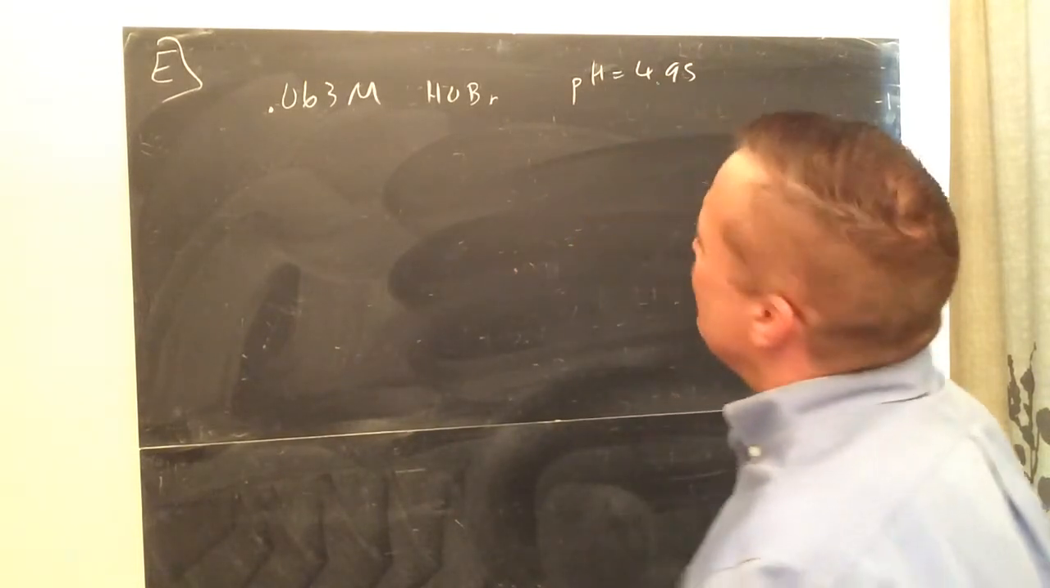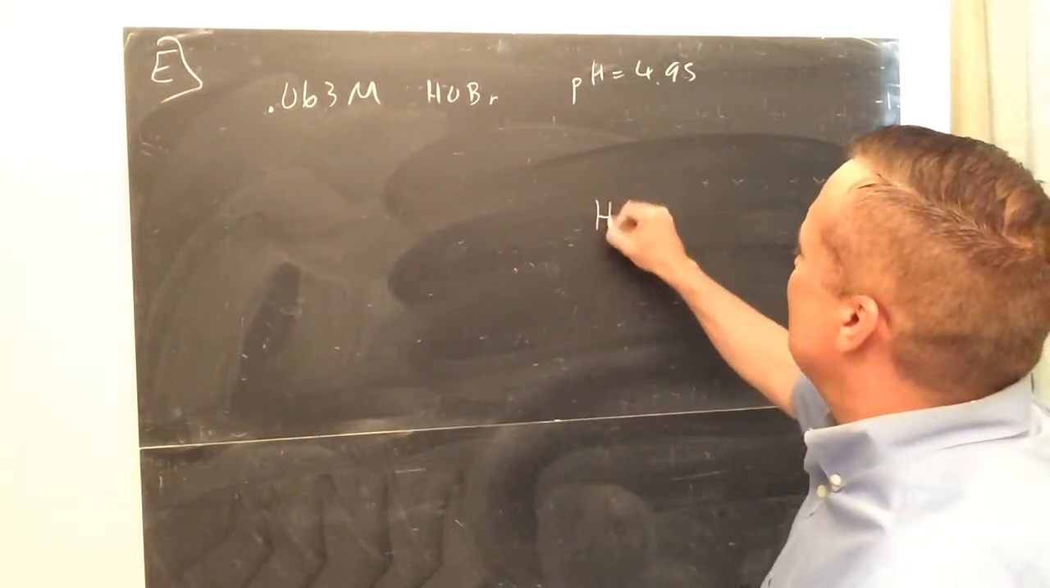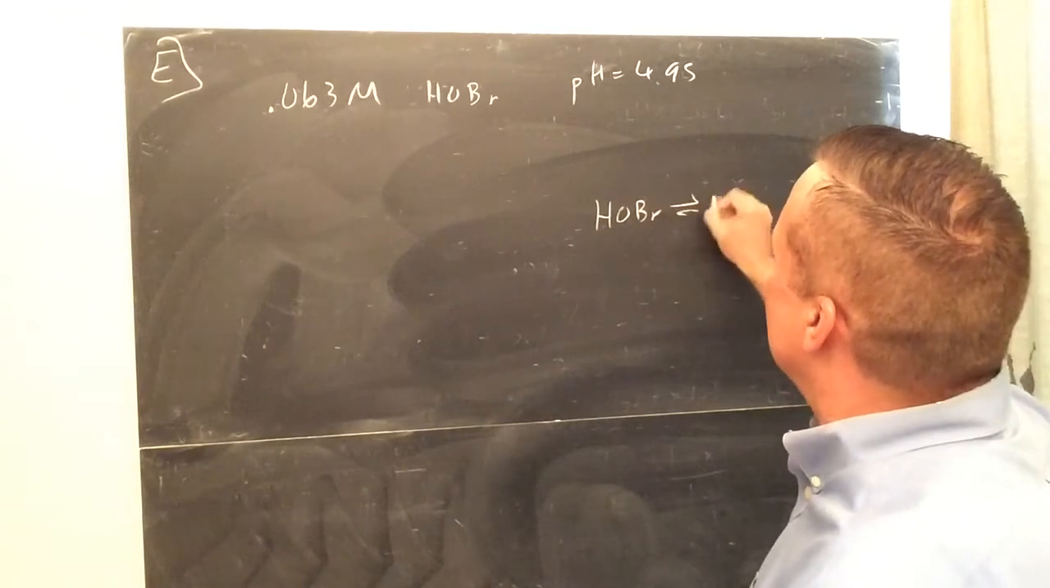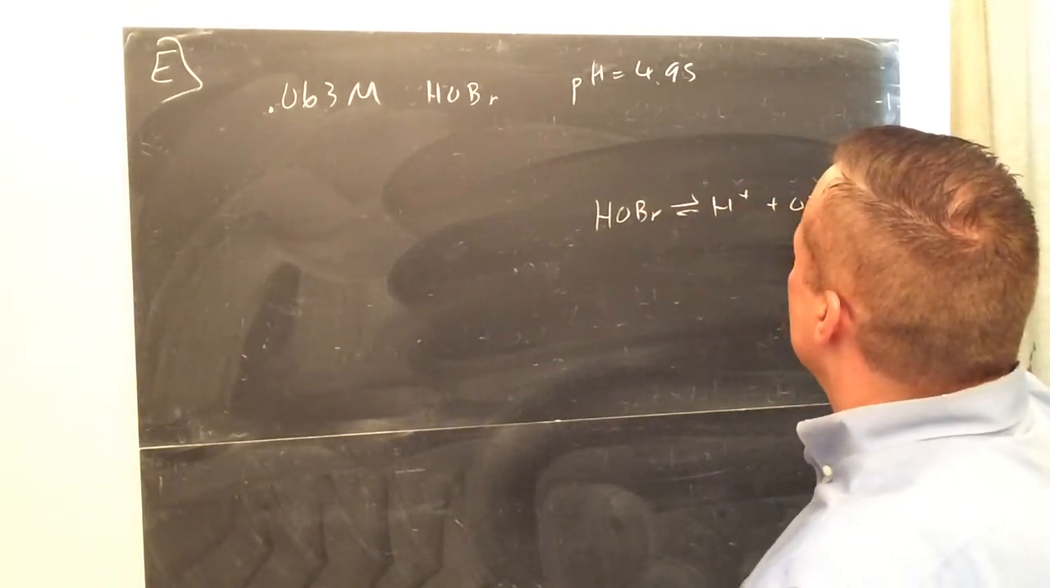Yeah, I'm going to do the icebox. I always say do the icebox, so here I go. HOBr, I'll do this with a shortcut. I'll do the H plus, OBr negative.